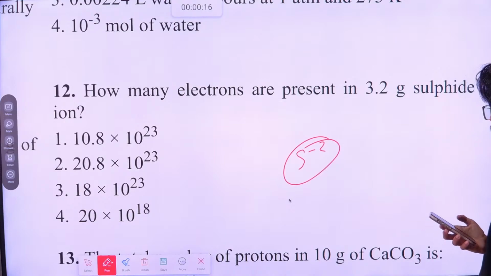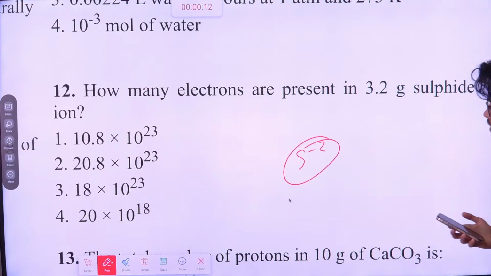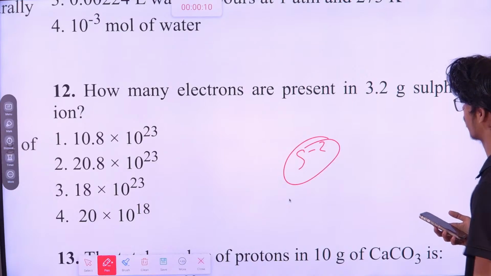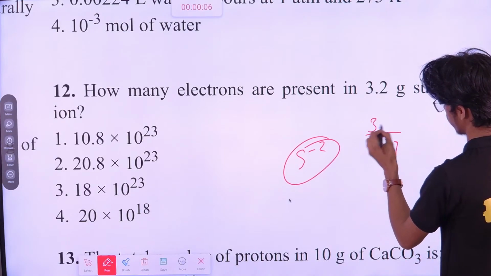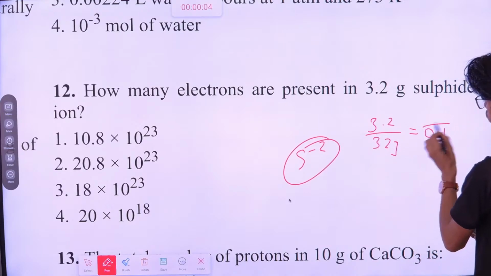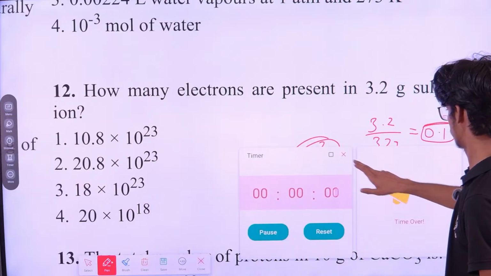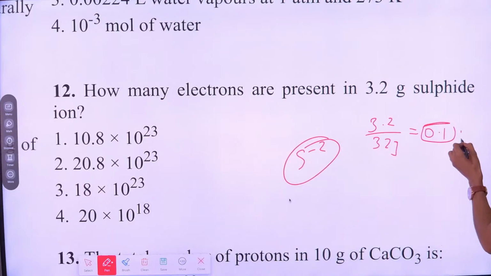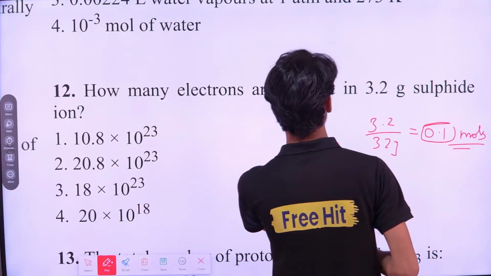3.2 gram is there. What is the mass of sulfur? Sorry, atomic number. The mass is 32 gram, given is 3.2 gram, so this much is the number of moles. Timer is set, right? It will end. So we have 0.1 moles of sulfide ion.